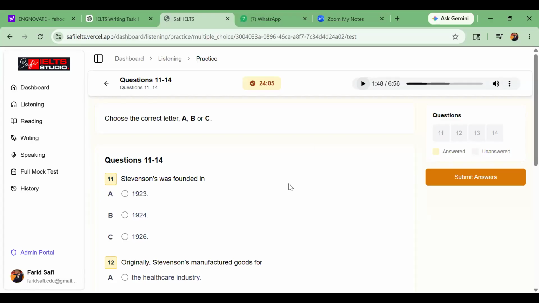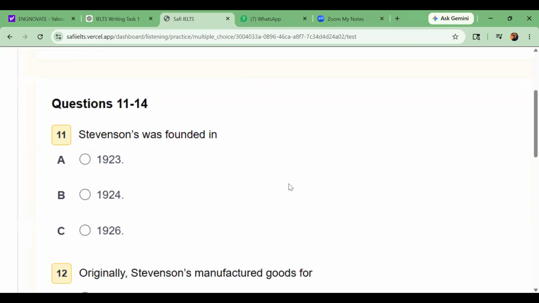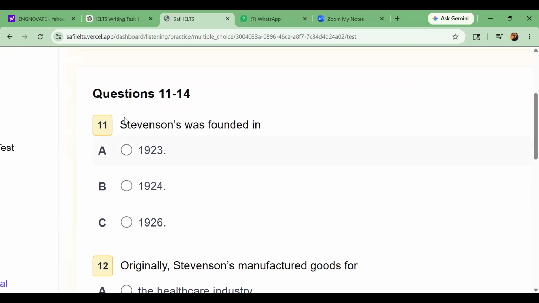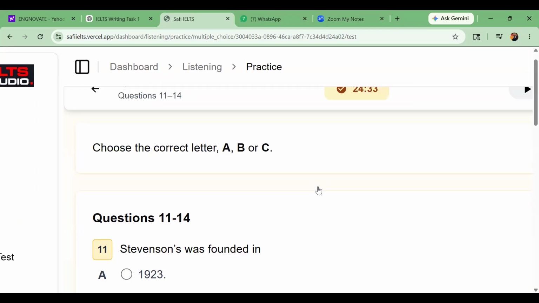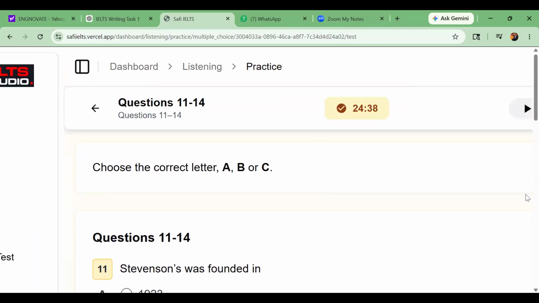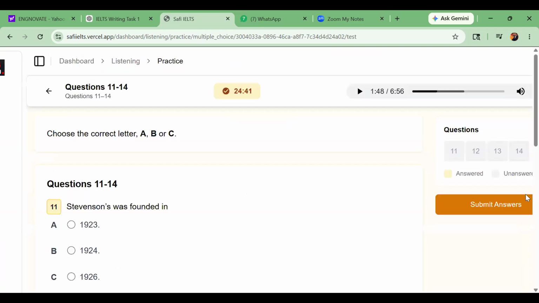Okay. Here's a question for you. The first one is question number 1. They ask you about when Stevenson's was found. How many numbers do you have? There are 3 numbers, and the correct answer can be only 1. First of all, I will play the recording, and then I will ask you when it was found, okay? So let me play the recording.